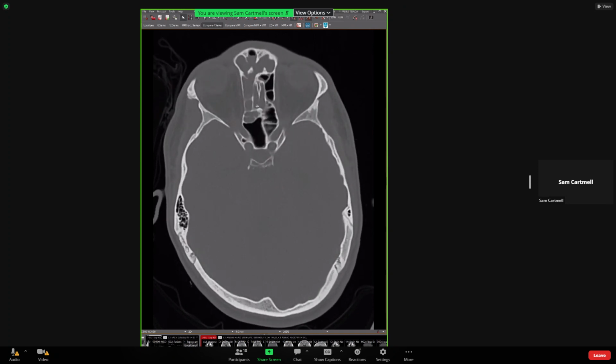This is the cribriform plate, which is where the olfactory nerves go through to enter the nasal cavity. And that's porous by design, but you can get spread from the frontal sinus even if it's not involving the cribriform plate.